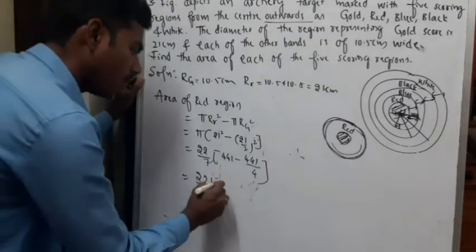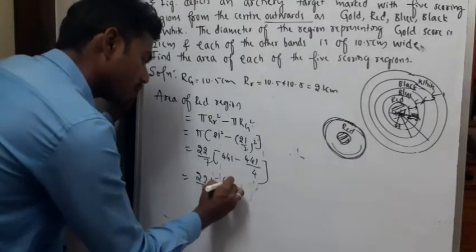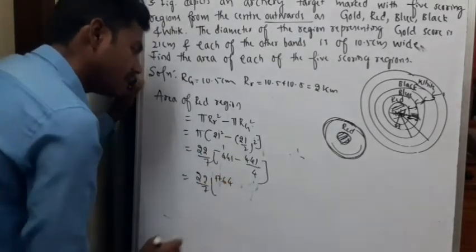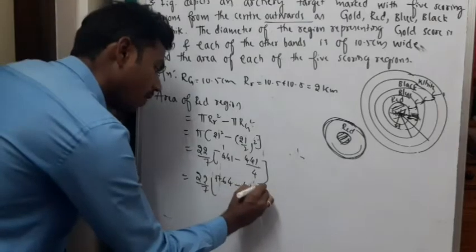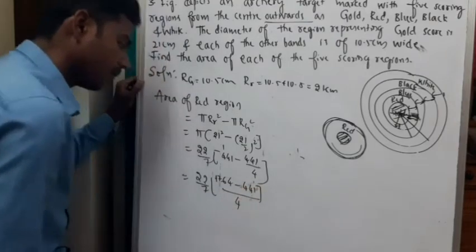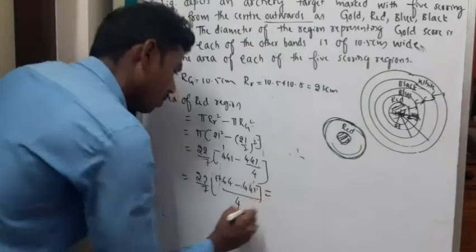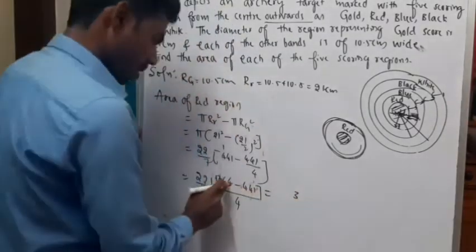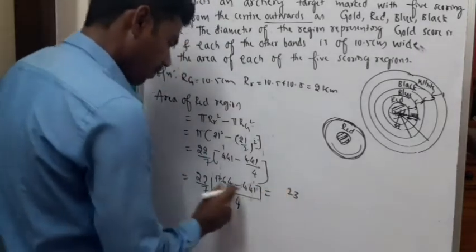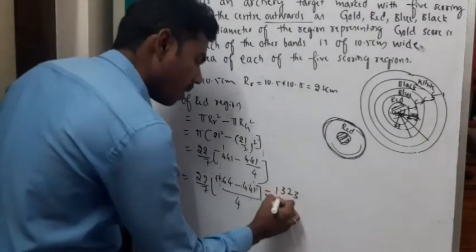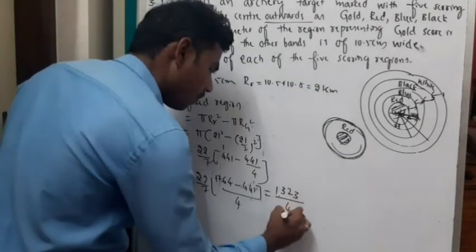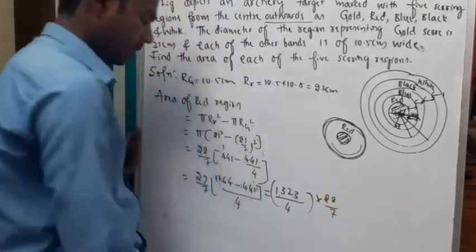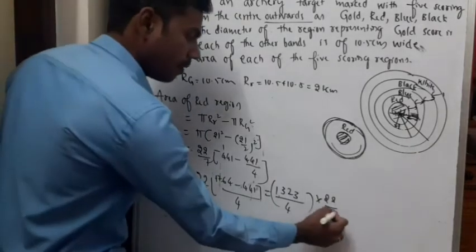So 4 into 441: 4 ones are 4, 4 4s are 16, carry 1. 4 4s are 16 plus 1, 17. So 1764 minus 441, divided by 4. Which is equal to: 4 minus 1, 3. 6 minus 4, 2. 7 minus 4, 3. So 1323 divided by 4, into 22 by 7. Can we write it? Okay. So 7 1s are 7.